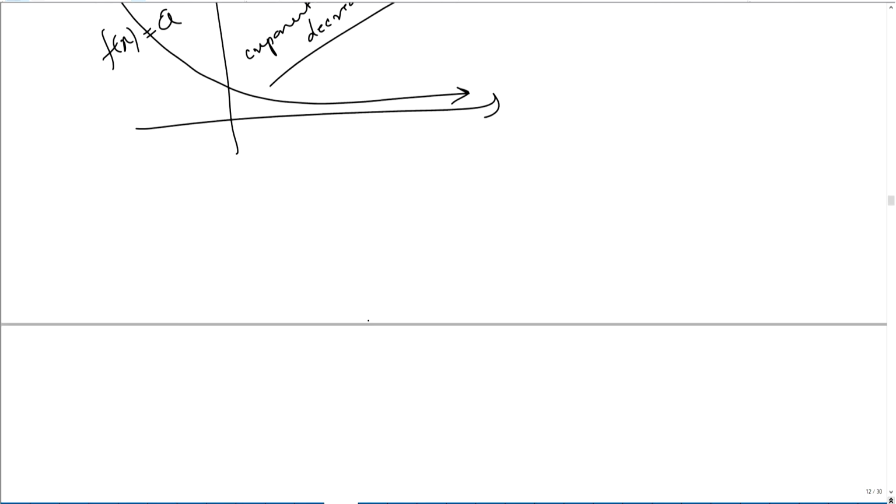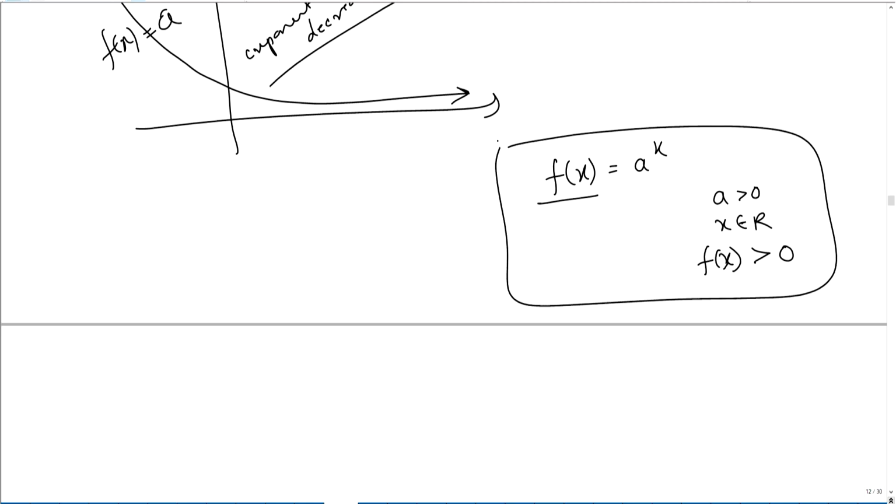Now, let us take any exponential function f of x equals a to the power x. What are the constraints? a is greater than 0, and x could be any real number. What are the constraints on f of x? What is the codomain of this function? f of x should be greater than 0. The domain is that x can take any real value, f of x can only take positive values, and a should be greater than 0. So these are the constraints. This is an exponential function.